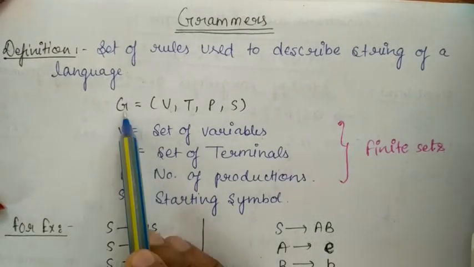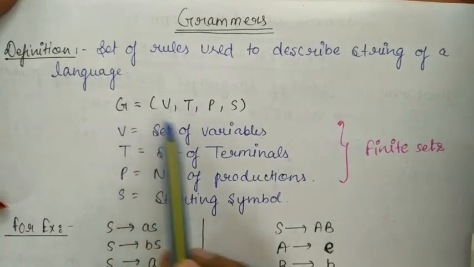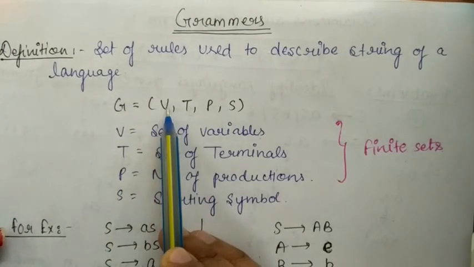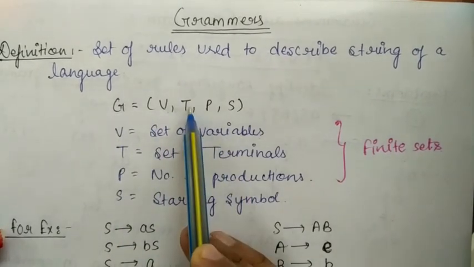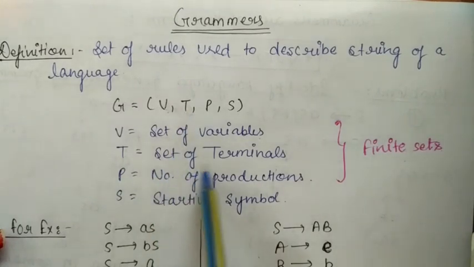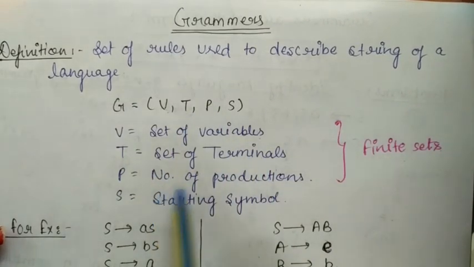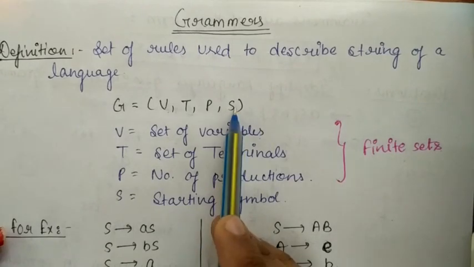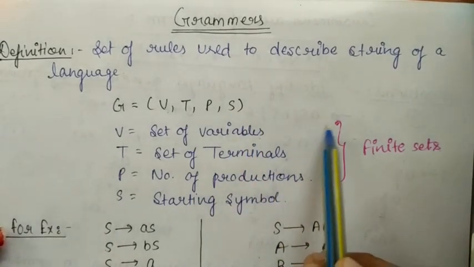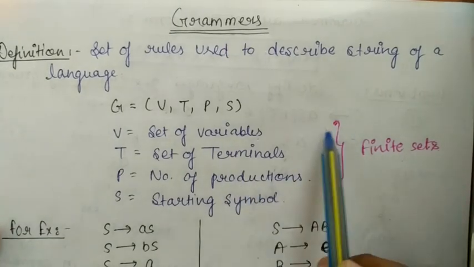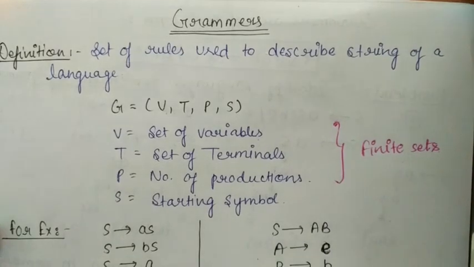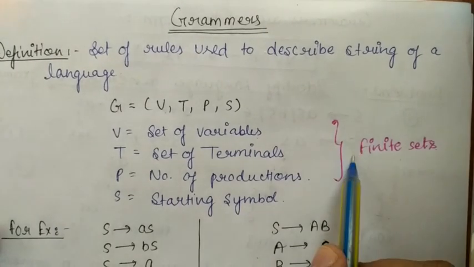Now, grammar means G, and grammar has four tuples. First one is V, which means set of variables. T means set of terminals. P means number of productions. S means starting symbol. All these three sets, the set of variables, set of terminals, and set of productions, are finite sets. We don't have an infinite number of variables or an infinite number of terminals. All these three sets are finite sets.